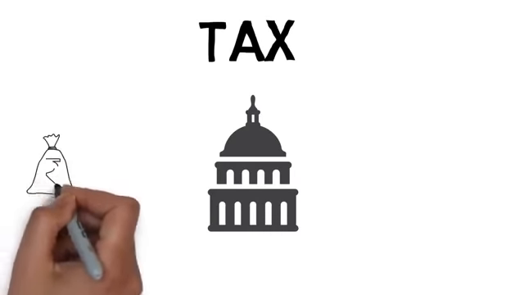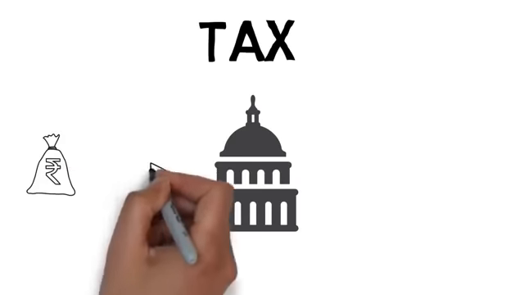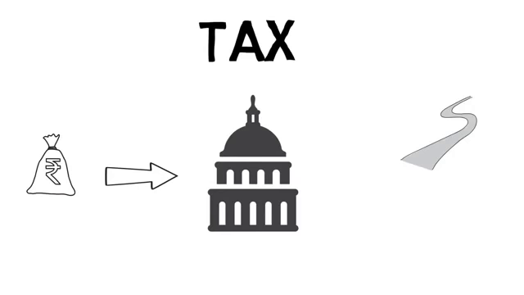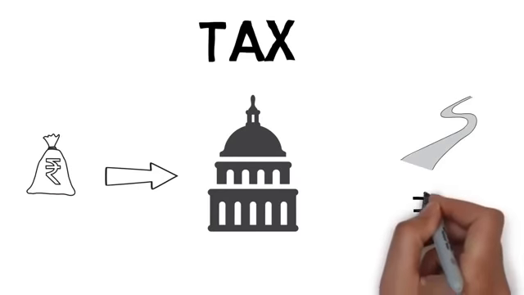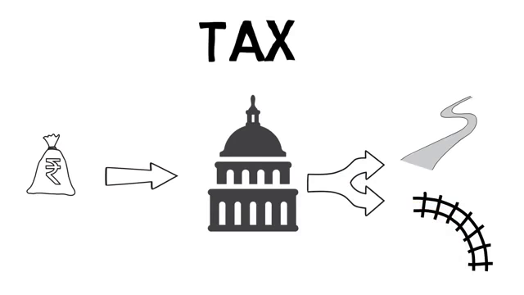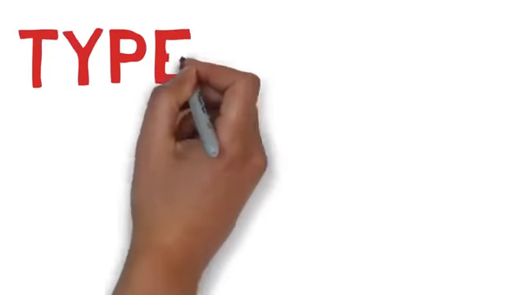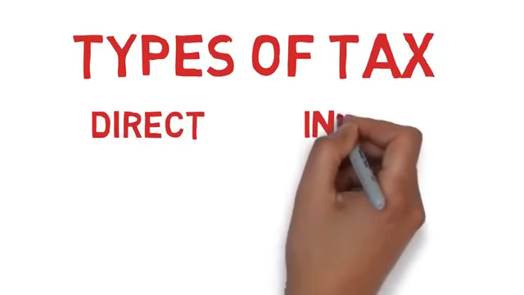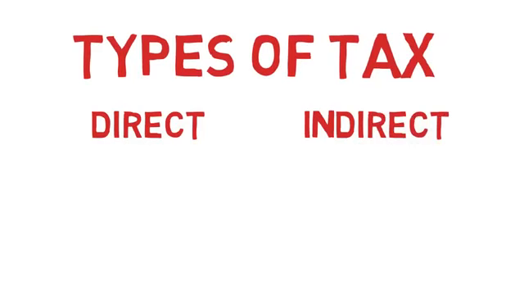It is imposed on your income, business profit, cost of goods and services, and transactions, so that the government can use this money in public interest and to pay off the national debts. There are actually two types of taxes: one is direct tax and the other is indirect tax.